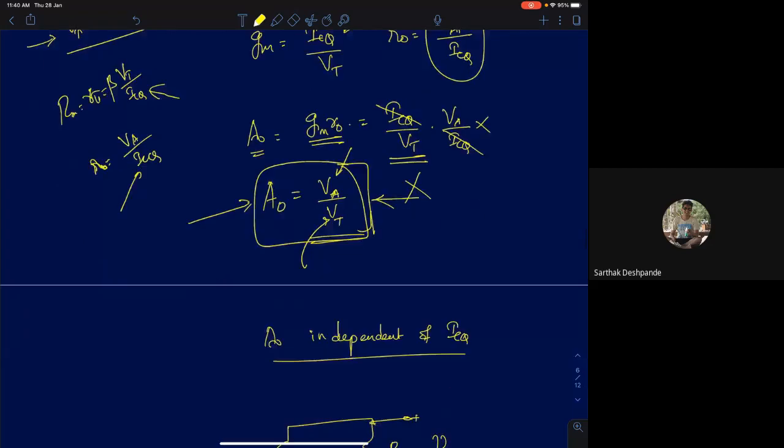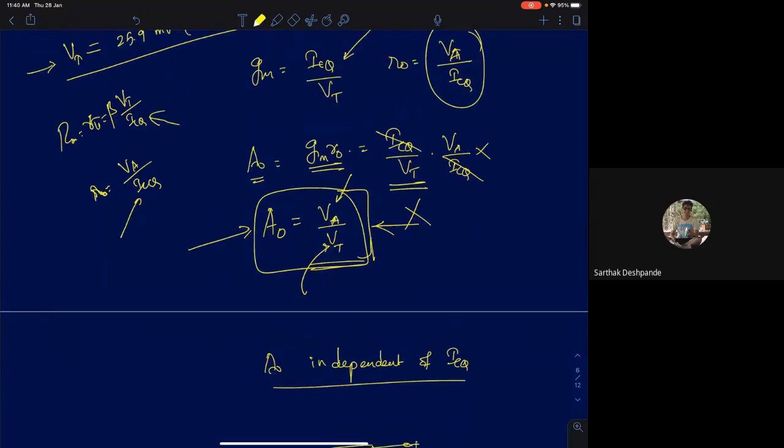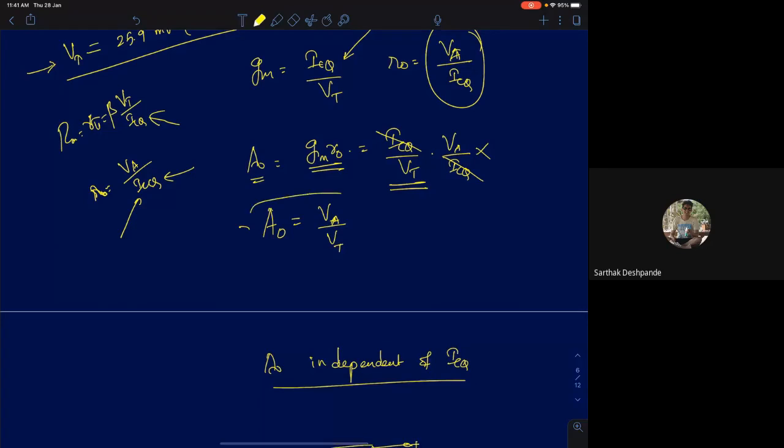I already discussed how to find VT. So what I'm trying to say here is that the intrinsic gain or the unloaded gain is independent of bias current ICQ. It's a very interesting result. So even before you design a BJT amplifier, let's say you know VA and you know VT, you automatically know what is the maximum gain you can get out of this amplifier. You automatically know that you cannot exceed this gain.